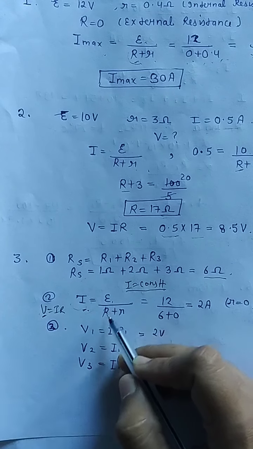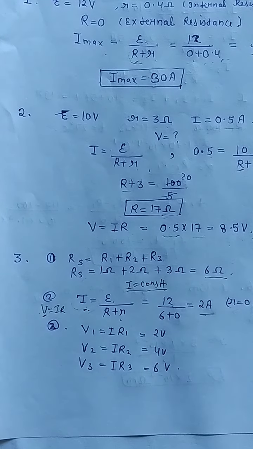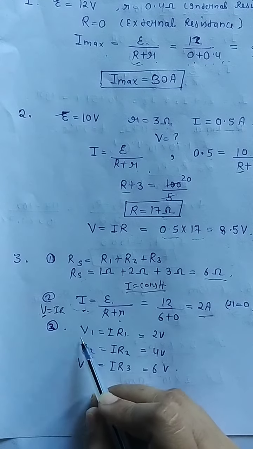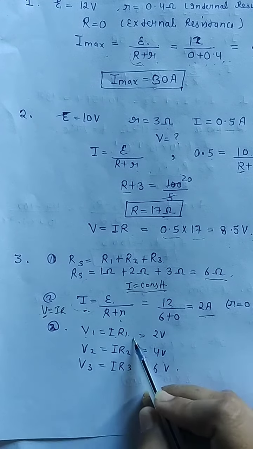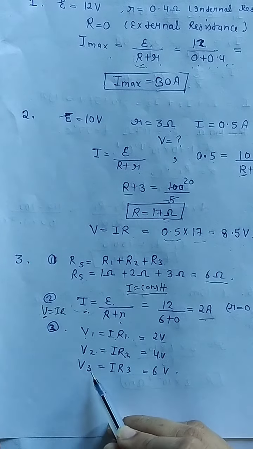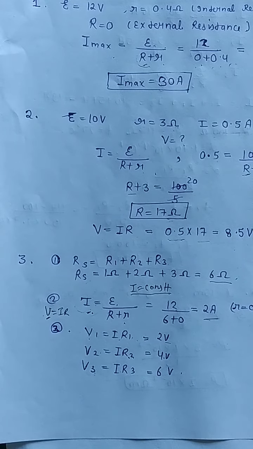I equal to epsilon upon R plus r, that is I is equal to 2 ampere. Now the potential drop across the resistance 1, that is V1, is equal to IR1, 2 volt. V2 equal to IR2, 4 volt. Similarly V3 equal to IR3, that is equal to 6 volt.